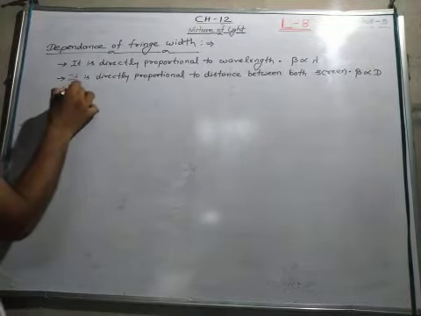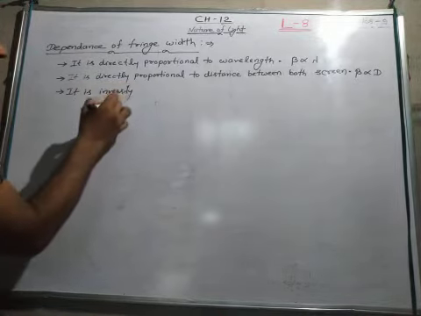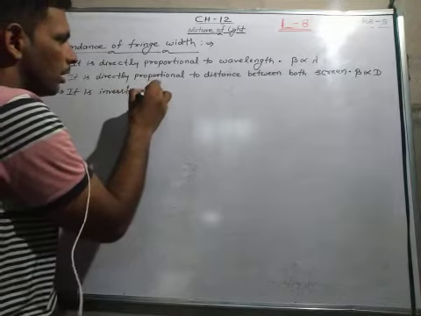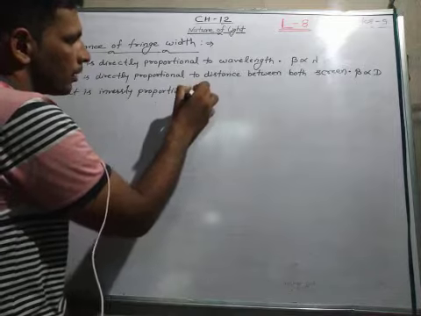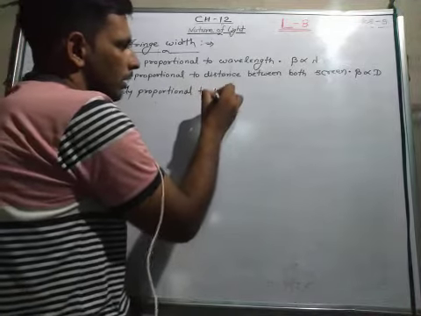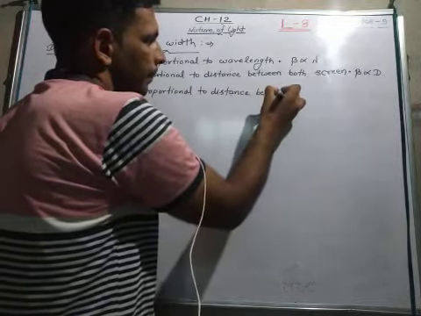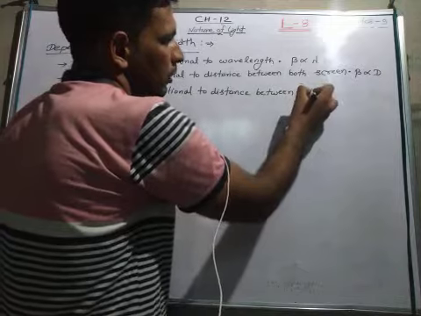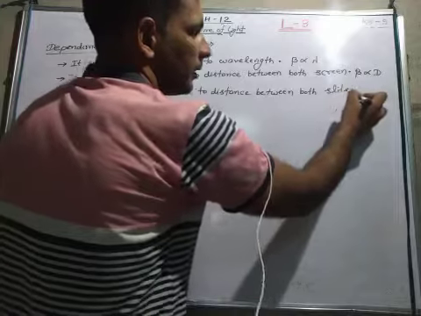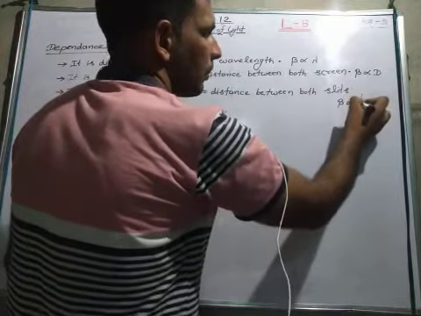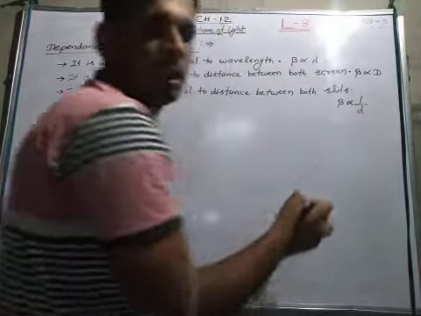Third, it is inversely proportional to the distance between both slits, meaning beta is inversely proportional to small d. Small d is the distance between both slits.